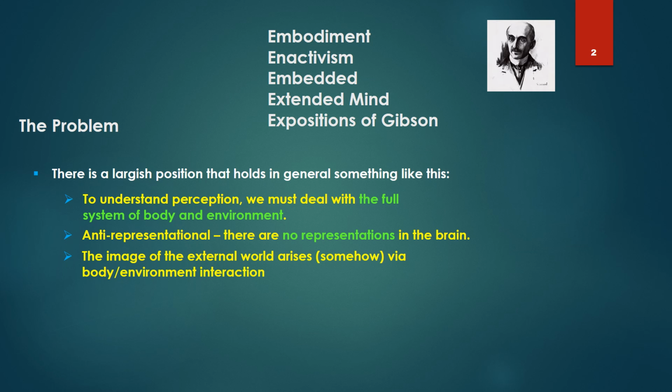So the problem. There is a largest position that holds in general something like this. To understand perception, we must deal with the full system of body and environment. It's inherently anti-representational. That is, there are no representations in the brain. And the image of the world arises somehow via body-environment interaction.